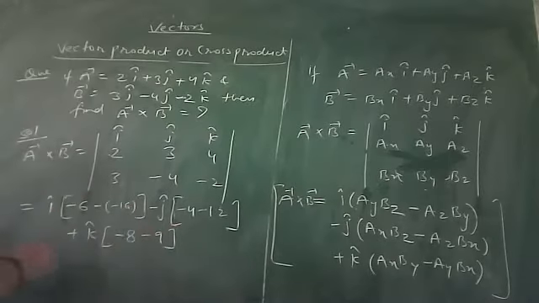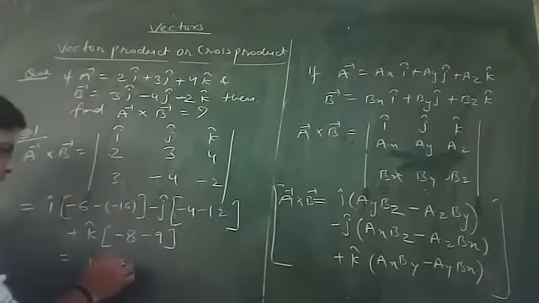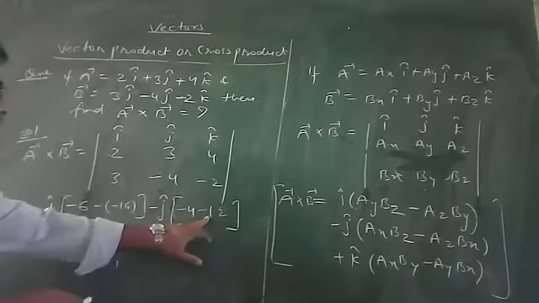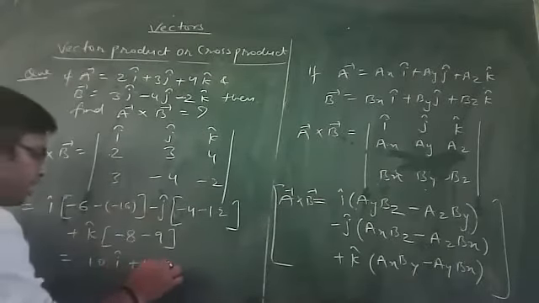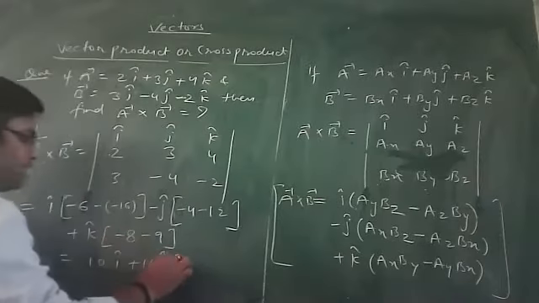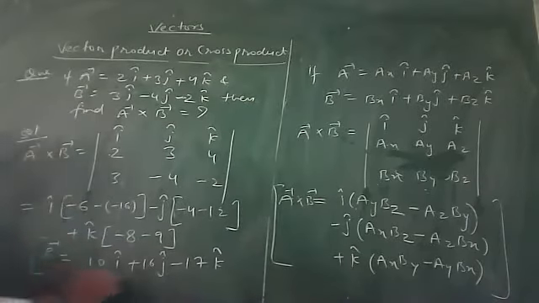Now resolve all of them. What will you get here? It is plus 16 minus 6. You will get plus k i cap. It is minus 12 minus 4. It is minus 16 minus minus plus 16 j cap, and it is minus 17 k cap. That is the resultant vector here. It is A cross B.